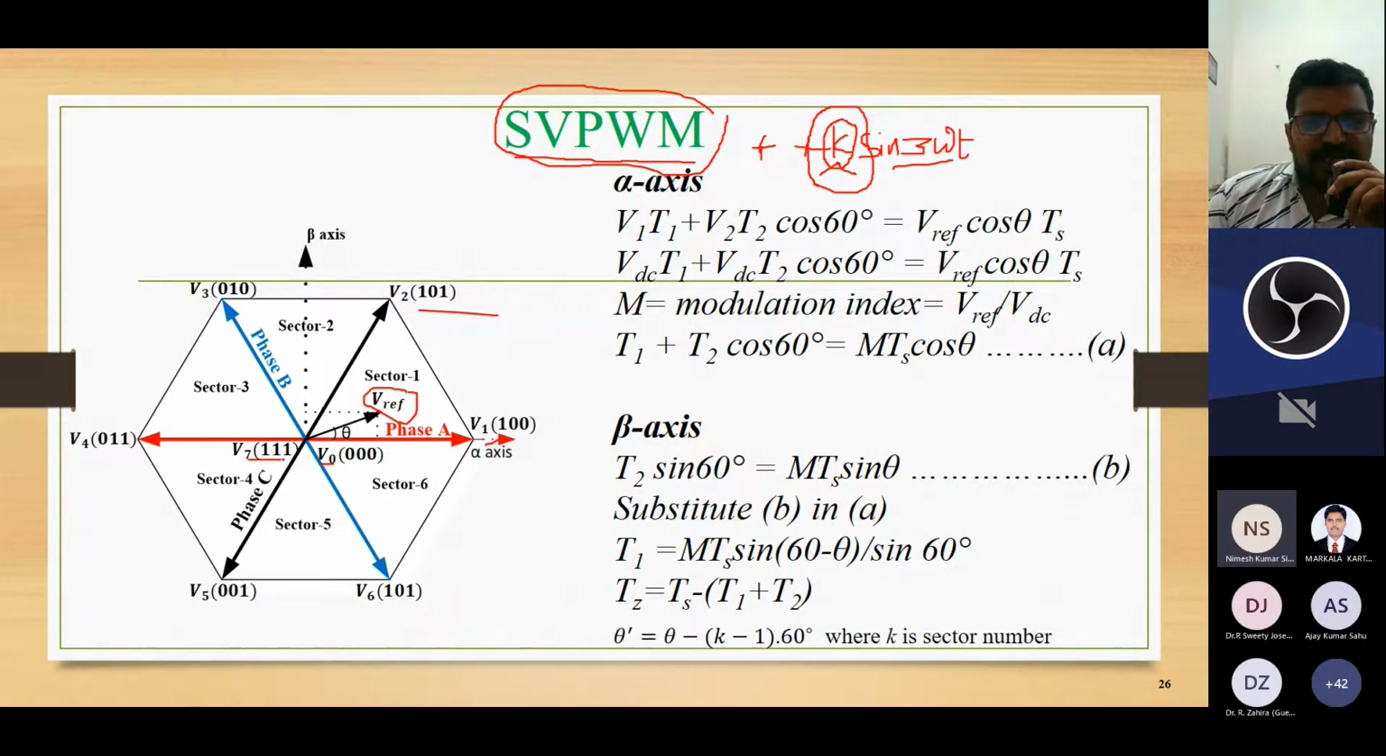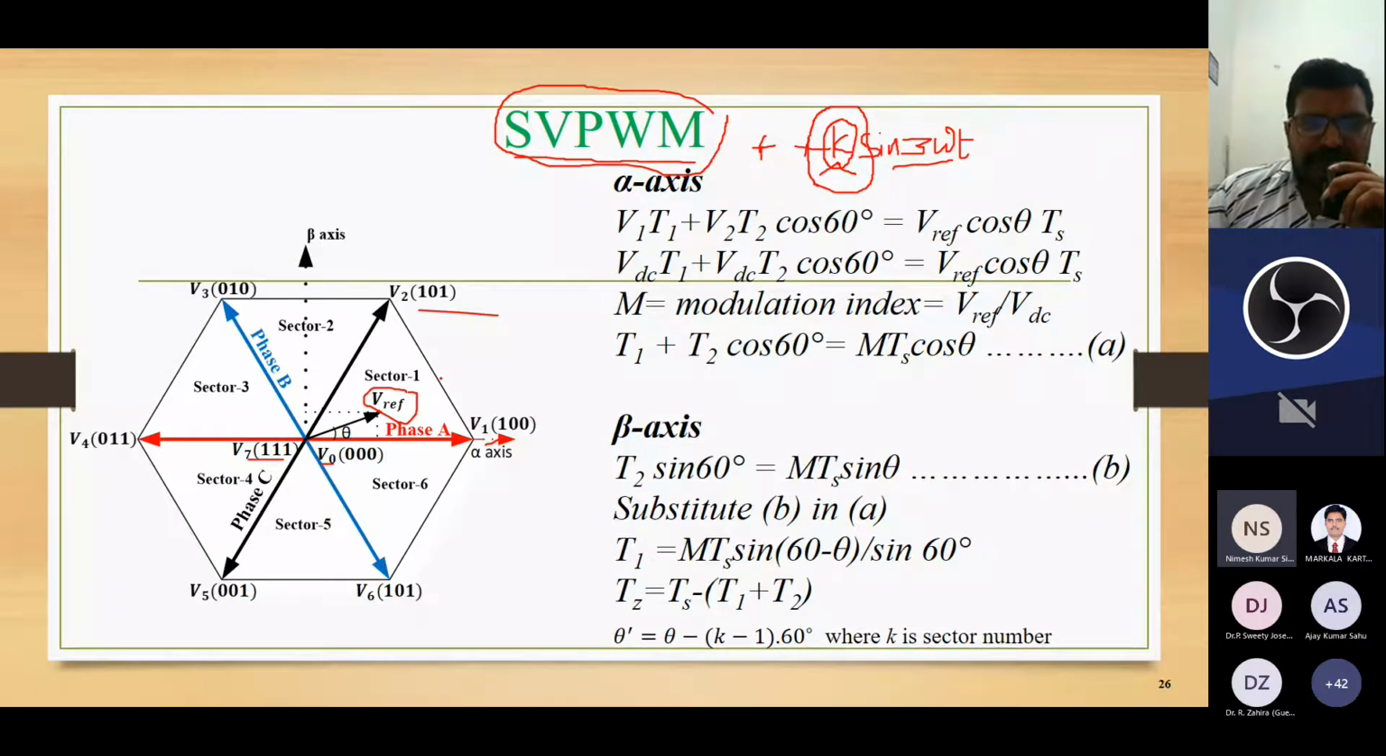There are 4 possible ways to achieve this V reference. How can I achieve this V reference? In order to get this V reference, I have to turn on V0 for a particular time, V1 for a particular time, V2 for a particular time, and V7 for a particular time, in such a combination that it gives the value of the V reference at an angle of theta.